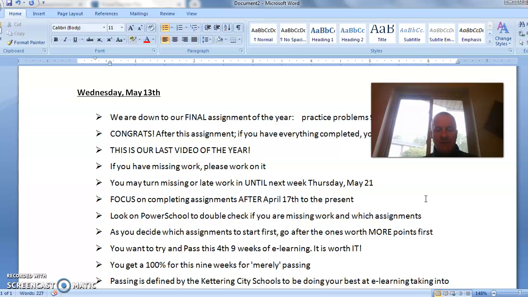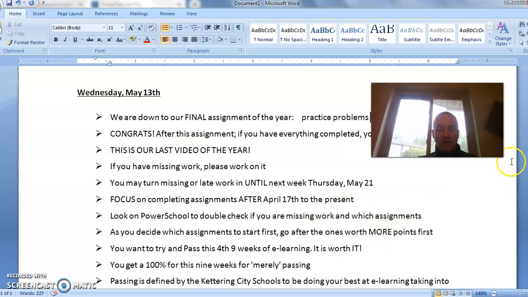However, the assignments before April 17th, if you look on PowerSchool and you did not complete those, there is no score listed there. No score means that it's not being held against you. It's not counting for or against you. But if you do it, the points will go in and it'll then count for you. All right, with that explained, focus on the ones from April 17th to the present first, because for those assignments, you're replacing a 0 with the points you've earned for the assignment.